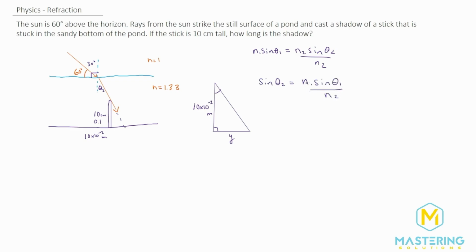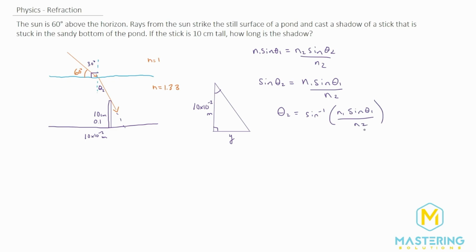In this question, you could simplify this since N1 is 1. I'll leave it right here just so we see the math, but we could leave it out if we wanted. And so now we need to isolate theta 2. We'll take the inverse sine of both sides. So theta 2 is equal to the inverse sine of N1 sine theta 1 over N2.